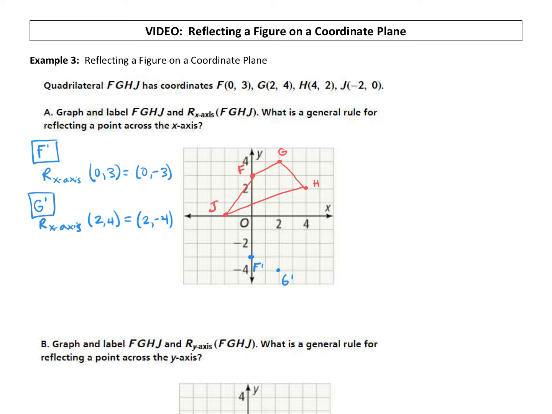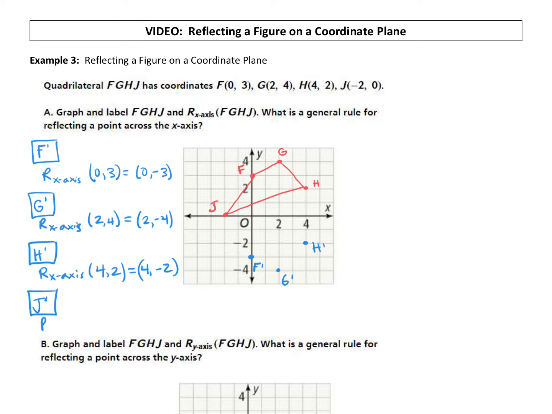All right, we've got F prime, G prime. Next we're going to do H prime. So H prime is a reflection across the x-axis of point H, which is 4, 2. So now I go to point H, I'm going to head straight to the x-axis and count 1, 2, and then I have to go 1, 2 on the other side, plot the point, label that H prime. That ordered pair is 4, negative 2.